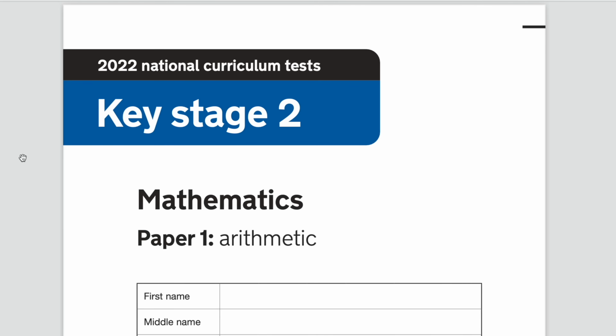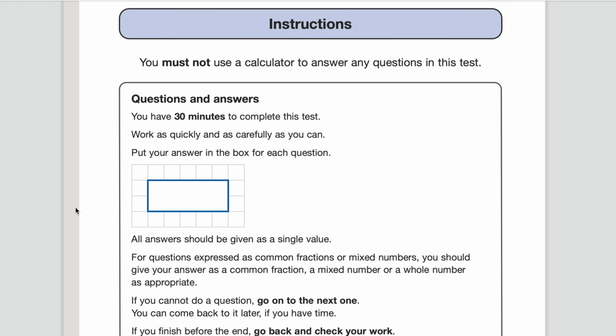Hello and welcome to my guide to the 2022 Key Stage 2 Maths SATs, the Paper 1 Arithmetic paper. It's been a few years since I've done one of these videos because of COVID. We haven't actually had any new SATs papers since 2019. So I'm going to run through this paper.